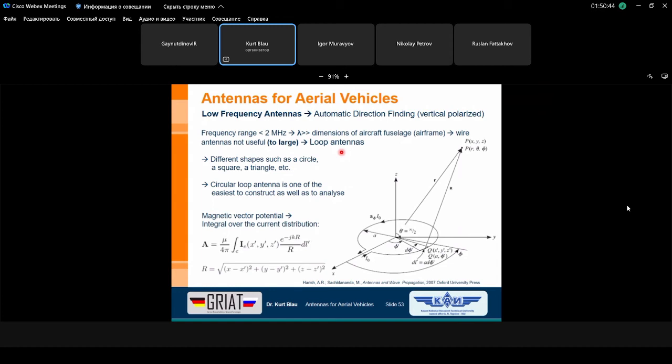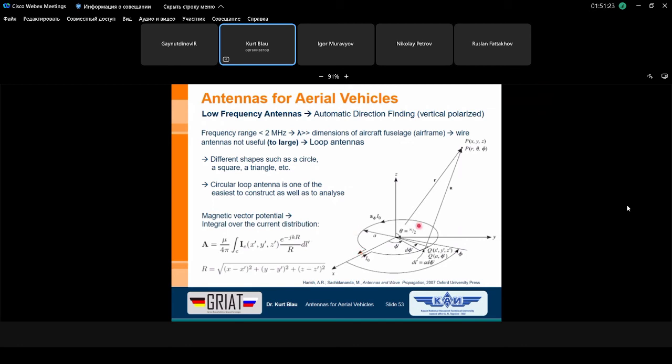And this I mentioned already in one of the slides before, and now to overcome this problem, we come to the so-called loop antennas. The loop itself has a different shape. It can be a circle, a square, a triangle, whatever. It's clear that the circular loop antenna is one of the easiest systems to construct as well as to analyze. And so let's start with this loop antenna.